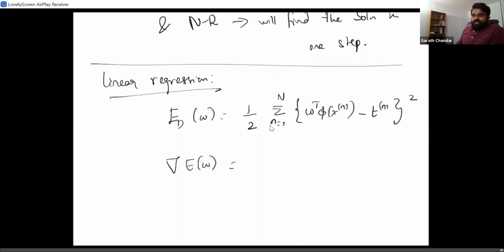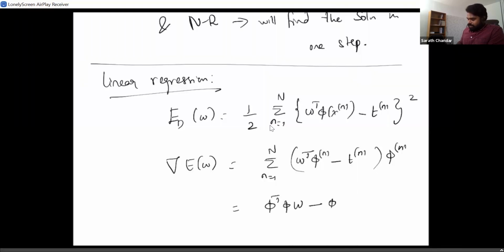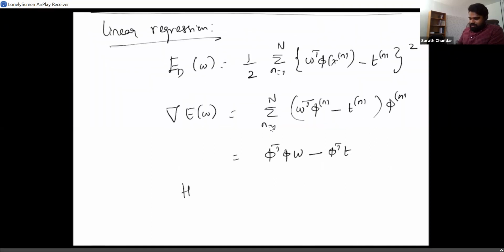for this function is given by summation over n equals 1 to capital N of (W transpose phi of n minus t of n). I'm just replacing phi of xn with the short form phi of n. So x square is 2x, the 2 cancels. Now you differentiate internally, so W transpose phi when differentiated gives you phi n. Okay, so now I can write this whole thing as phi transpose phi W minus phi transpose T in vector notation.